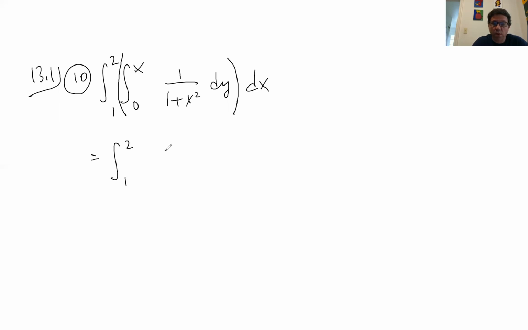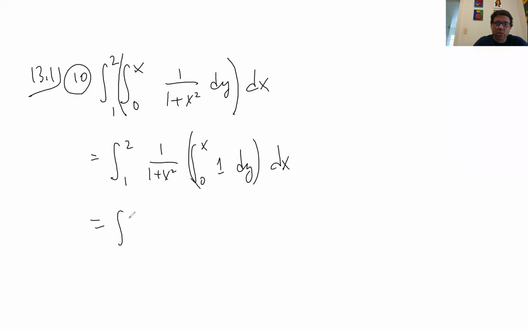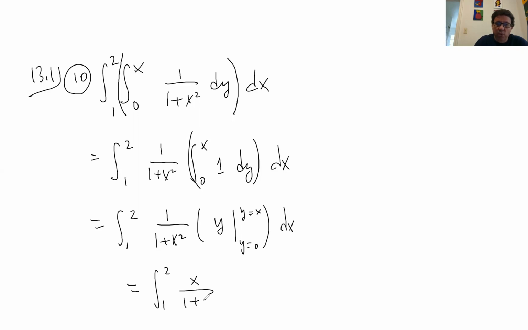One is just to say, well, look, since it's a constant, I can just pull it outside. It looks weird the first time you've done this, but you could just pull that outside and do that integral. So that would be 1 to 2, and you'd have 1 over 1 plus x squared. Integrate this, you just get y. Plug in y equals 0 and y equals x, and you'll get the integral from 1 to 2 of x, and then times 1 over 1. So this will be x minus 0, and then you just put them together.